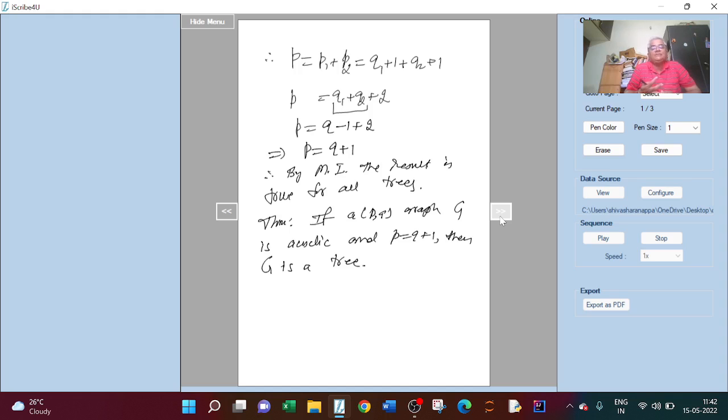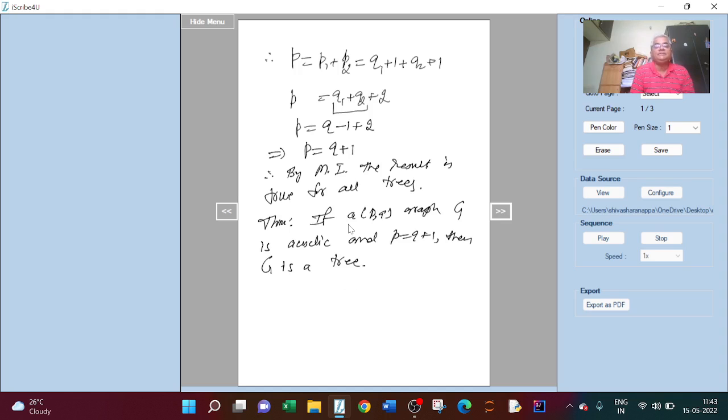If G is acyclic, that is having no cycles, and if we have P equal to Q plus 1, then G is a tree. So to prove that G is a tree, what we have to prove here is that G is connected, and it is acyclic, that is, a connected acyclic graph is a tree.